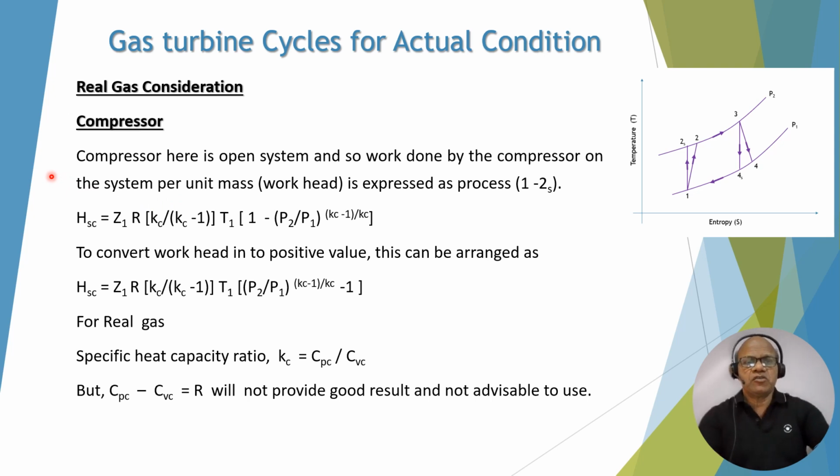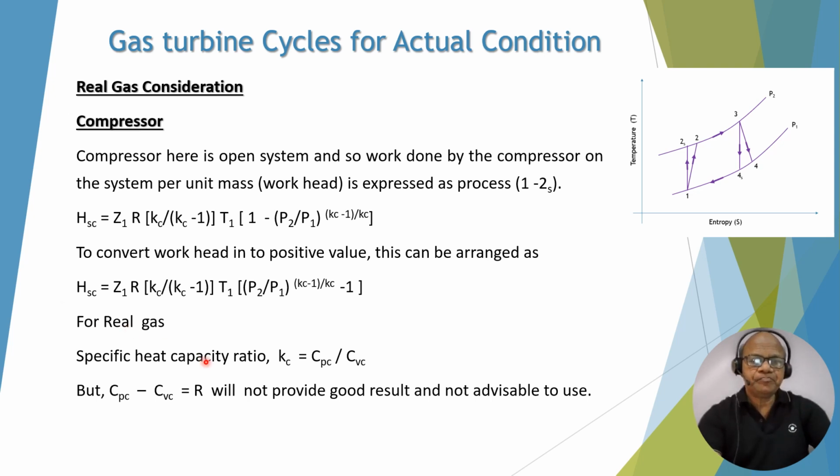So again, the compressor is an open system, so work done by the compressor on the system per unit mass is work head, which is expressed as the process 1 to S. So we can write HSC is equal to Z1 R Kc upon Kc minus 1, T1 into 1 minus P2 by P1 to the power Kc minus 1 upon Kc. Again, this will give a negative value. To convert it to positive, this can be arranged as HSC is equal to Z1 into R into Kc upon Kc minus 1 into T1 into P2 by P1 to the power Kc minus 1 upon Kc minus 1.